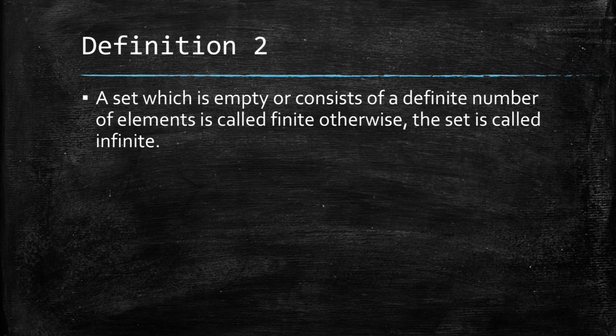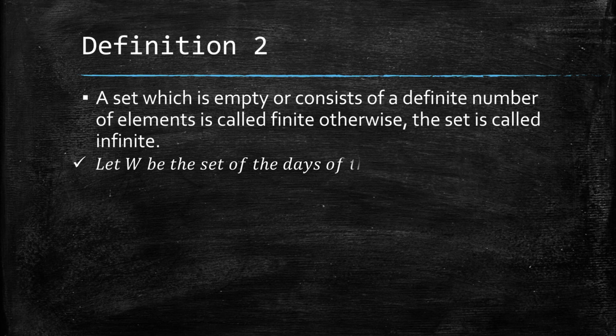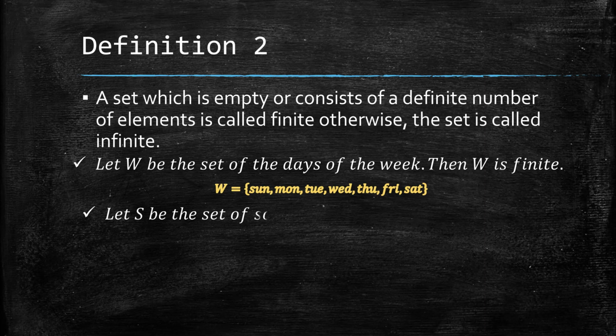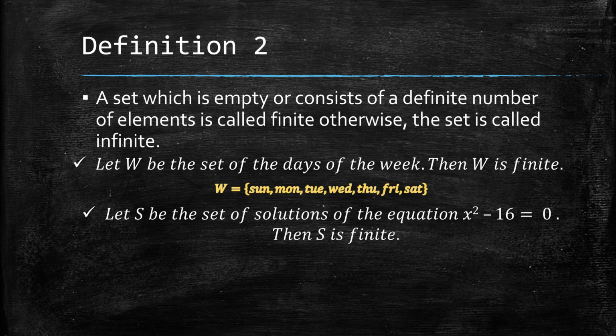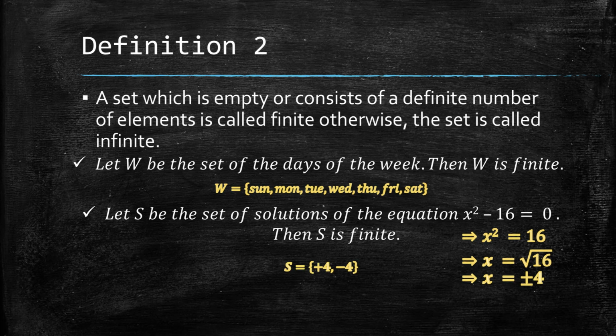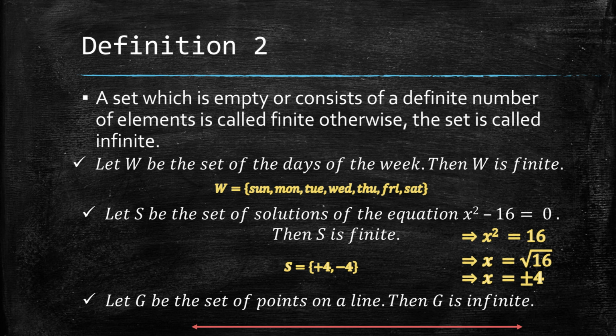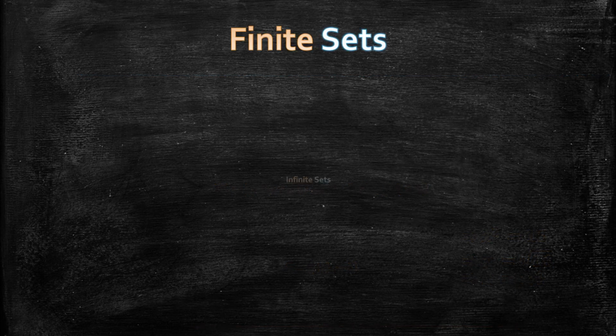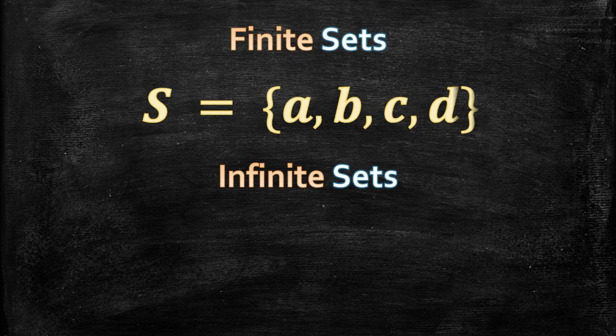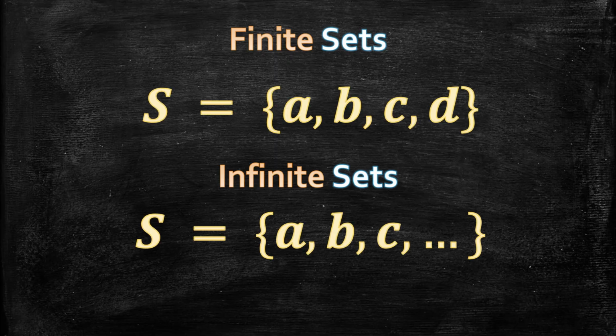Consider some examples. Let W be the set of the days of the week. Then W is finite. Let S be the set of solutions of the equation x squared minus 16 is equal to 0. Then S is finite. Let G be the set of points on a line. Then G is infinite. When we represent a set in the roster form, we write all the elements of the set within braces.